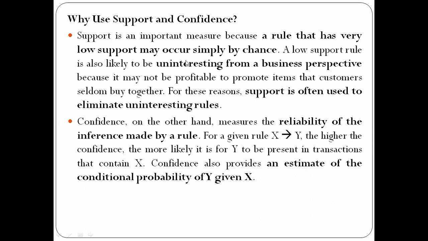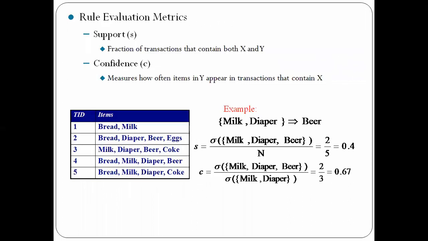And coming to confidence, confidence is used to measure the reliability of the inference that you will be making by the rule. Reliability means, what is the inference I can make, and how reliable is it. For example, in the previous rule, milk comma diapers implies beer. It means that whenever the user buys milk and diapers, he is also going to buy beer.